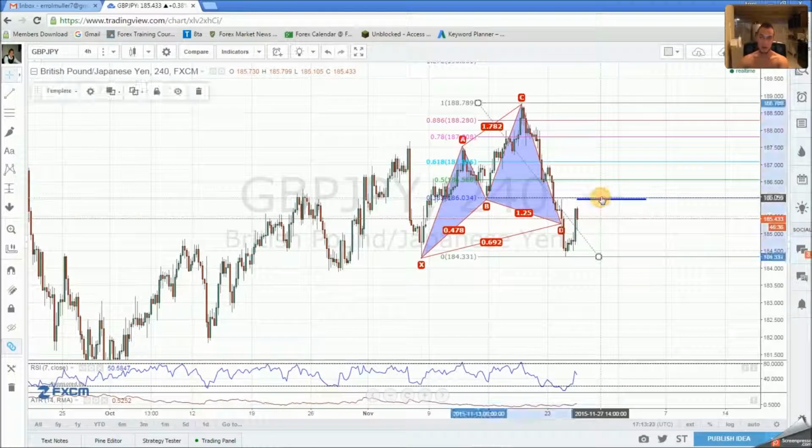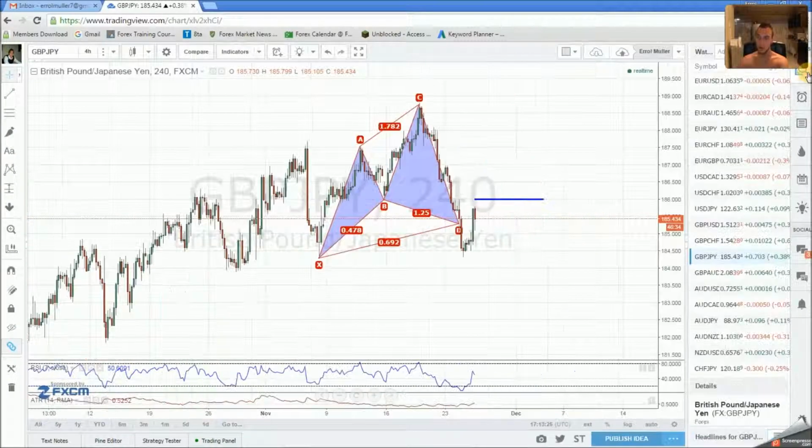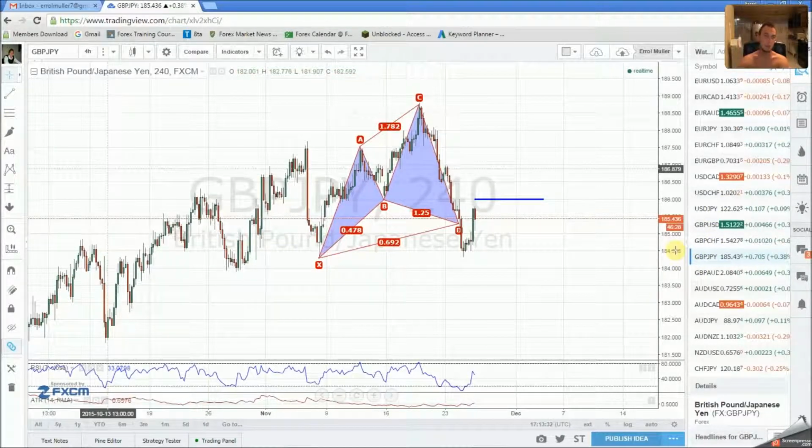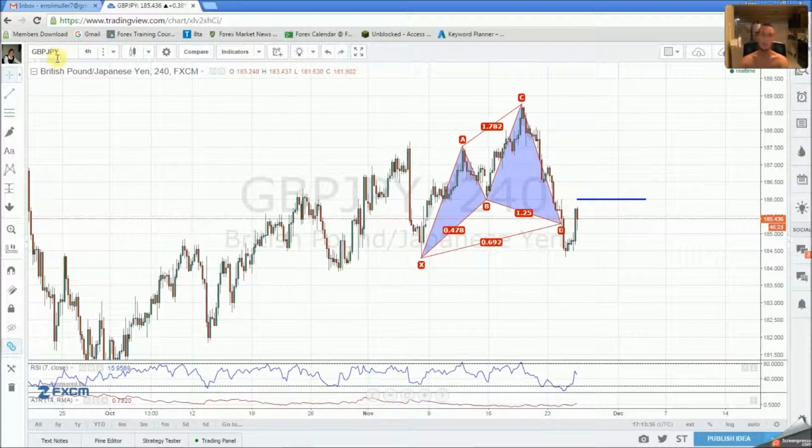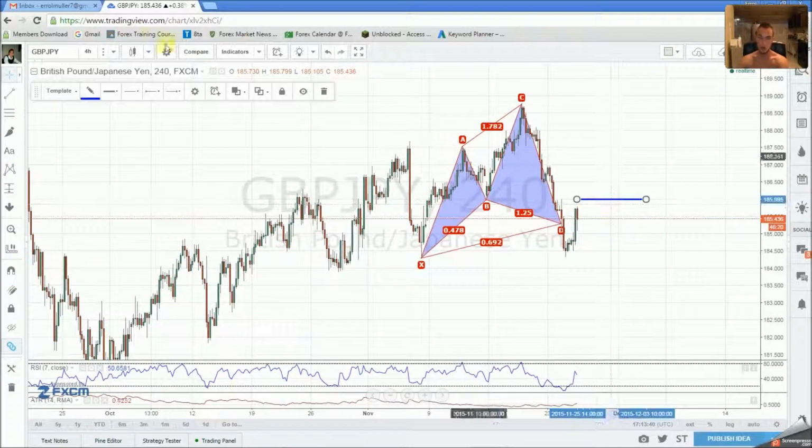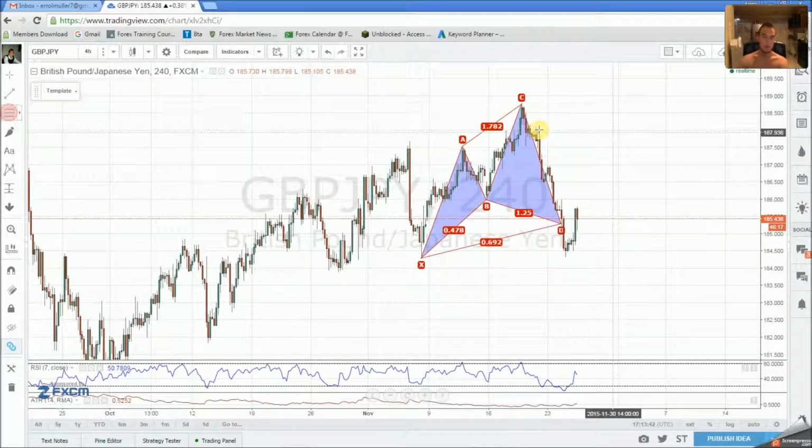So that was it for the pair. For those of you that didn't see when I started, the pair is GBP-JPY. You can see it on the right hand side here, and you can see it here, GBP-JPY, and it's on a 4-hour chart. For those of you who don't know, I just want to have a look at something quickly.